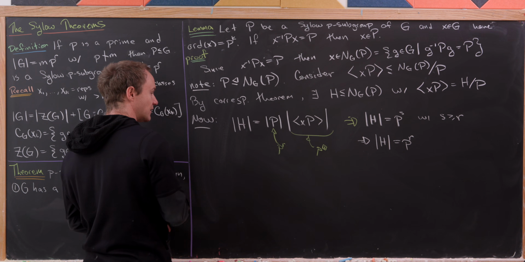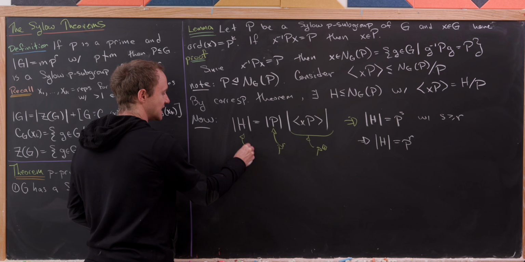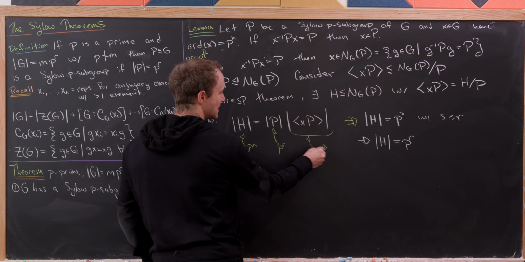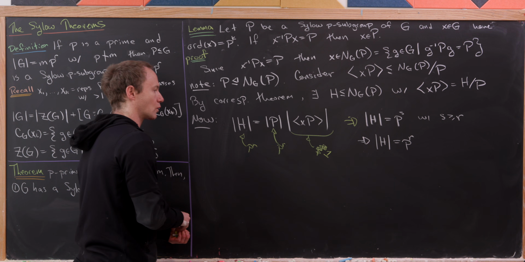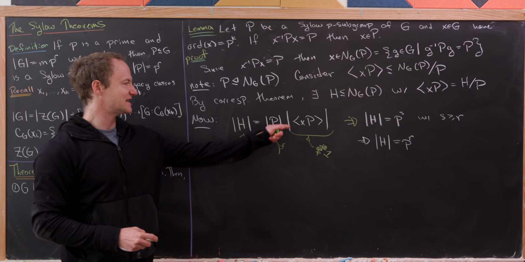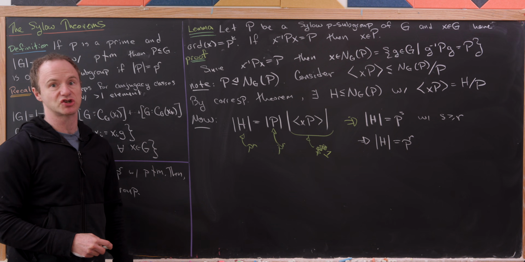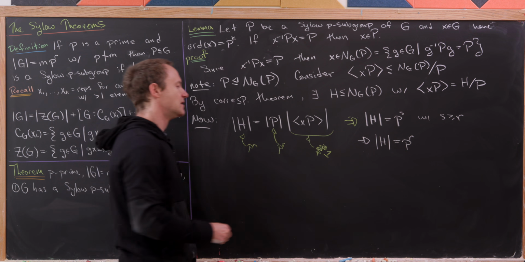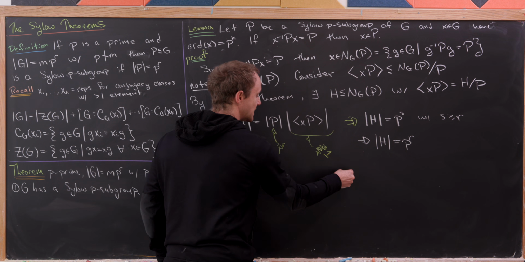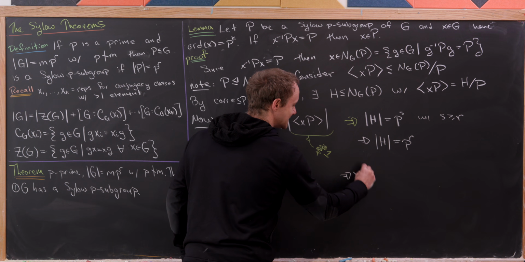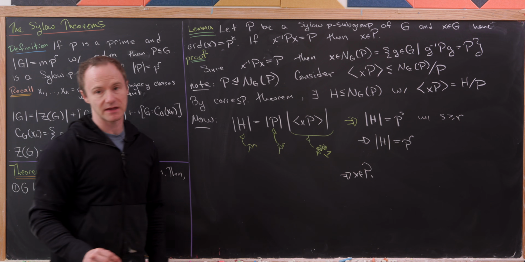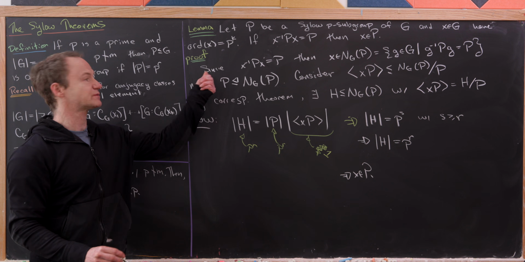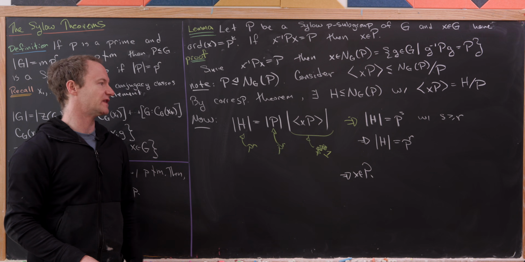Now we can fill this in over here and say that this is also p to the r, but that means that this has order 1. That means this cyclic subgroup here is the trivial subgroup, which occurs if and only if x is an element of P. But look, that's where we wanted to end up. So we've proven this lemma.